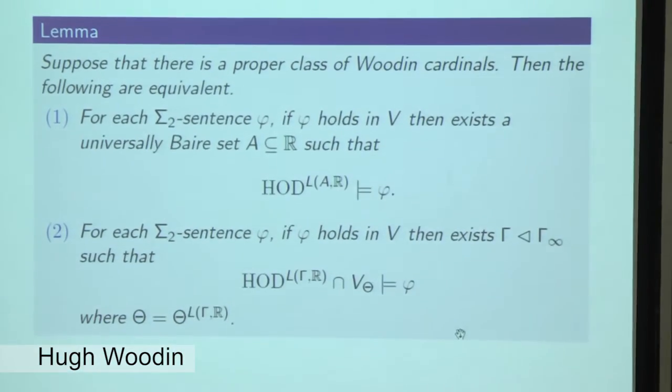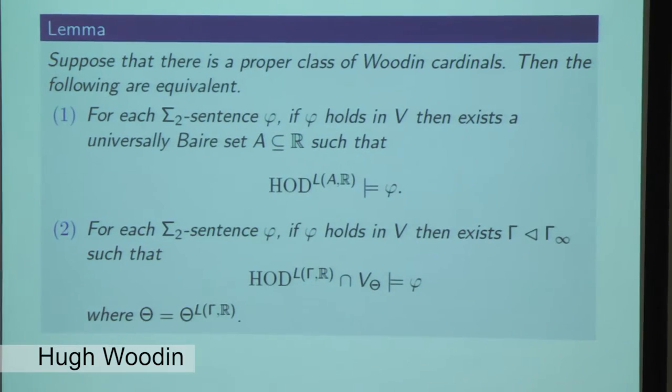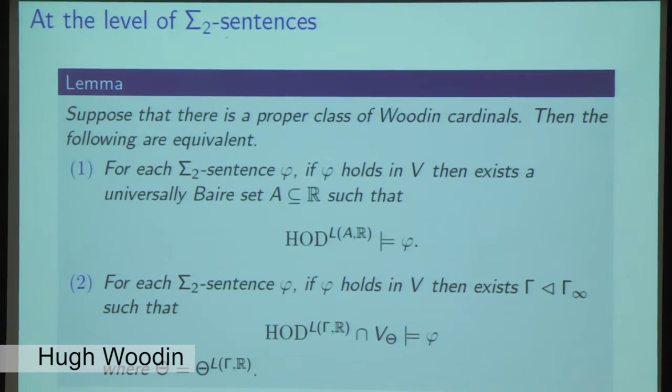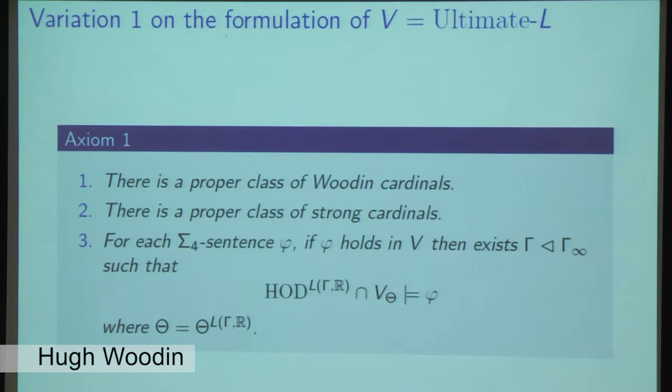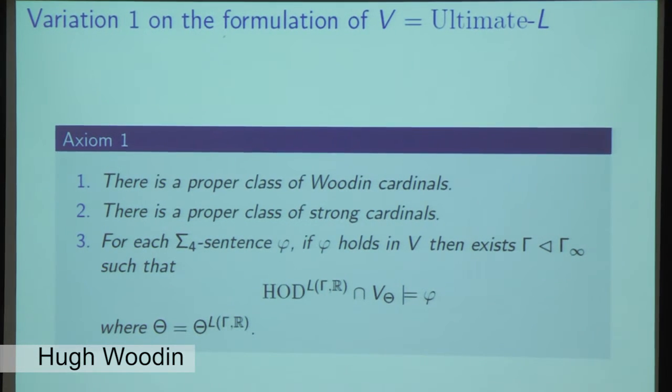Okay, so if we want to reflect sigma 2 sentences from V, we might as well reflect into L of A and R, and that's immediate by Hod alignments. Okay, so now let's assume that these Hods cut at theta, the L gamma of R, can provide better approximation.